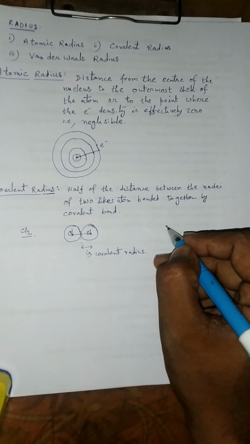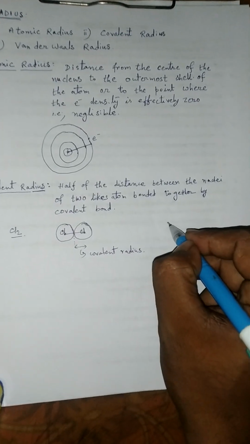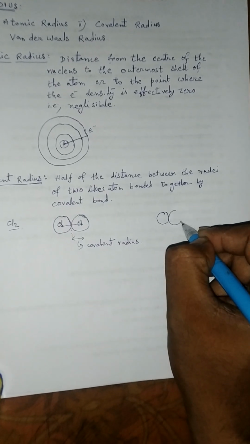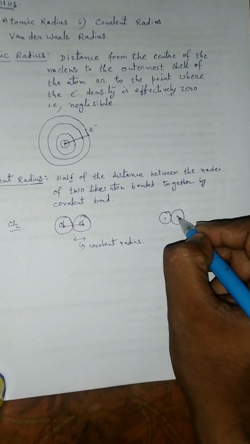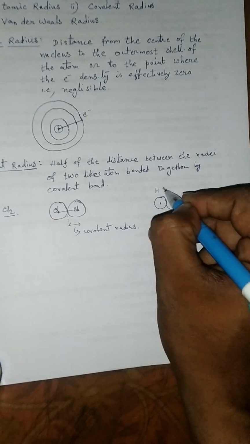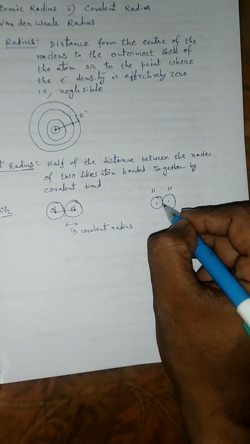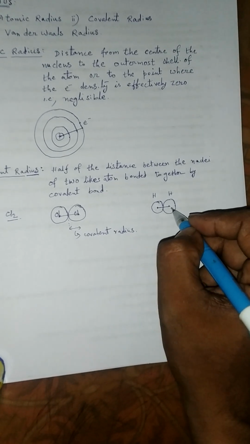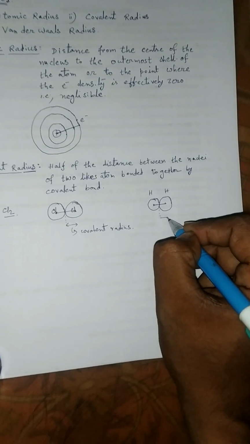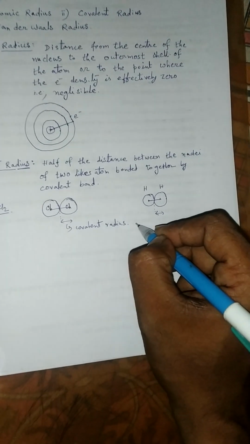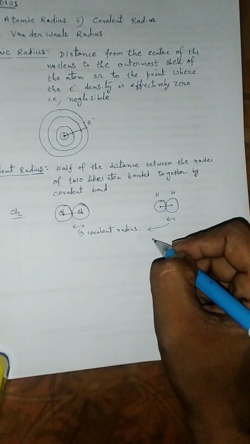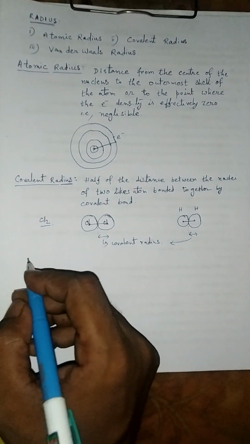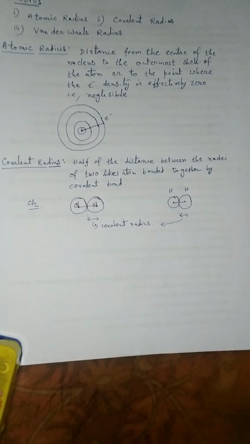Similarly for hydrogen, when two hydrogen atoms are joined together by a covalent bond, this is one hydrogen atom, this is another hydrogen atom, and the distance between them will be the bond length of the hydrogen molecule. Half of this distance is called the covalent radius. Next we will discuss van der Waals radius.